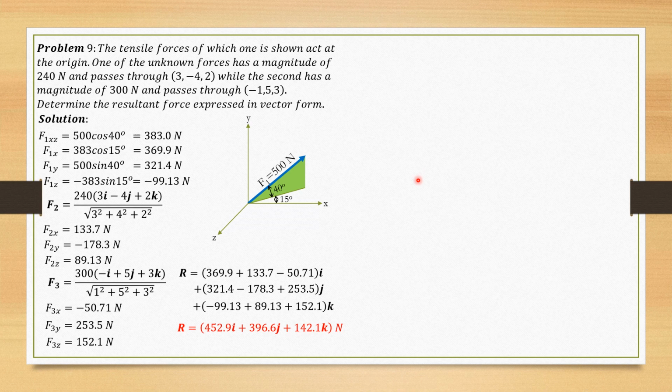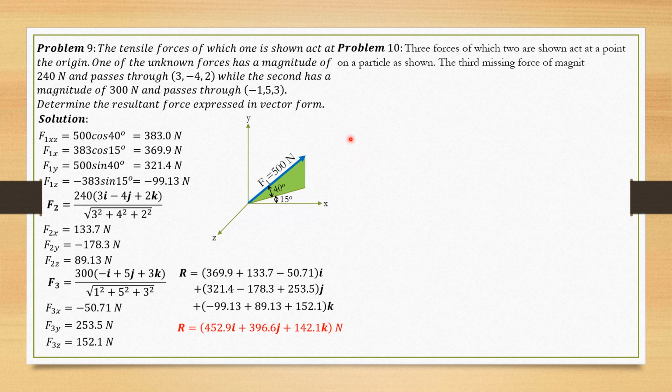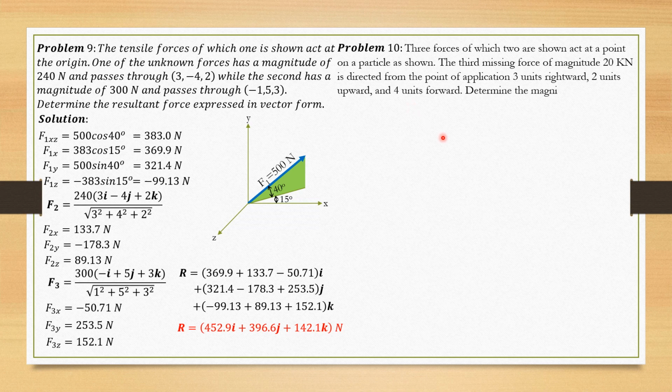So let's proceed to problem 10. Three forces, of which two are shown, act at a point on a particle as shown. The third missing force of magnitude 20 kilonewtons is directed from the point of application 3 units rightward, 2 units upward, and 4 units forward. So determine the magnitude of the resultant and the angle it makes with the y-axis.